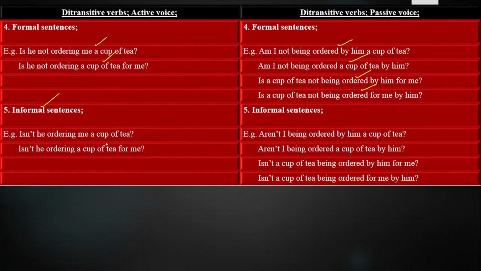Is not short form is isn't. And one thing should be in your mind: is not short form is isn't. Am not and are not short form is the same, but with am not it is pronounced ant, with are not it is pronounced aunt. So here you'll pronounce it ant.